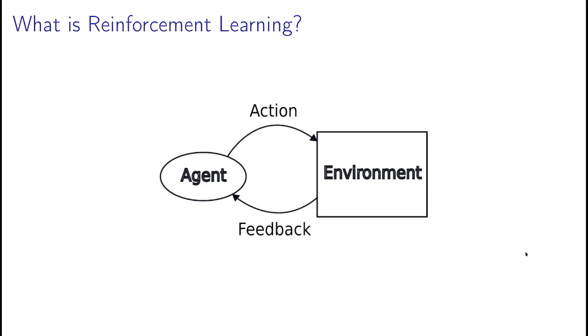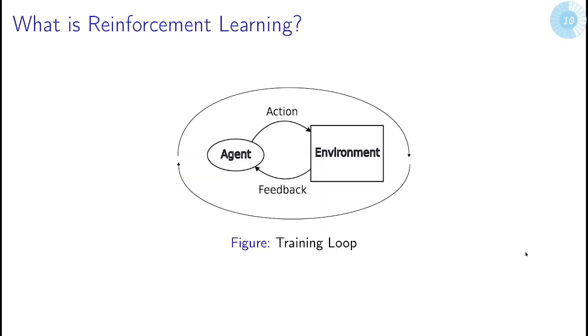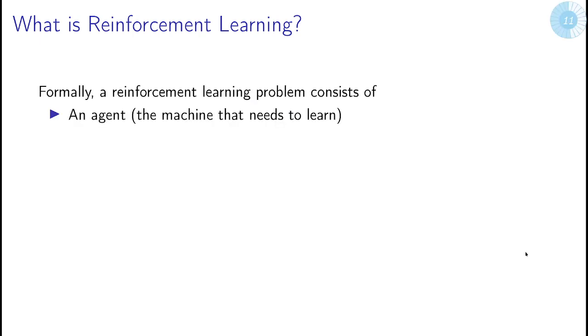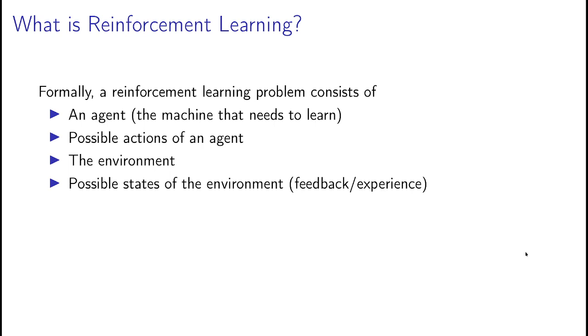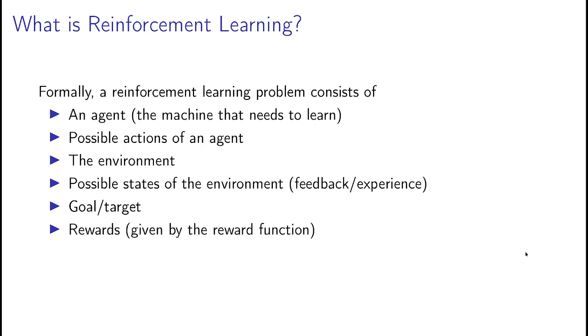The machine learns by this experience and eventually learns how to achieve the goal. But just achieving the goal is not sufficient. The agent needs to learn a good or an efficient way to achieve the goal. For this, the whole process has to be done multiple times, and this is how a machine is trained using reinforcement learning. Formally, a reinforcement learning problem consists of an agent, the machine that needs to learn, the set of possible actions of an agent, the environment, the set of states of the environment, what the agent can observe, and then a goal or a target that the agent is supposed to achieve. Then we have something called the reward function.